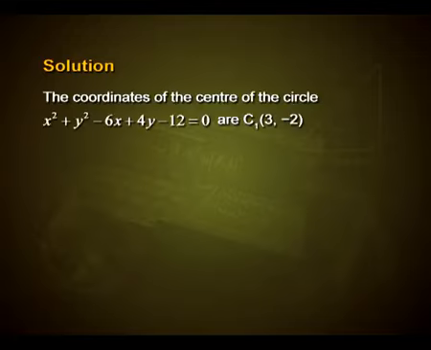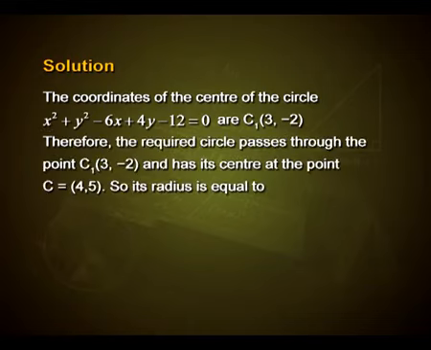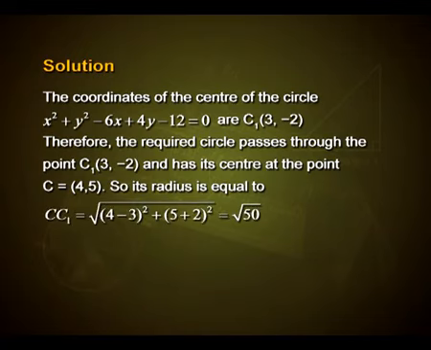For the solution, we have here the coordinates of the center of the circle x² + y² − 6x + 4y − 12 = 0 are C1 (3, −2). Therefore, the required circle passes through the point C1, that is (3, −2), and has its center at the point C, that is (4, 5). So, its radius is equal to C1C, which is the square root of ((4 − 3)² + (5 + 2)²), that is equal to the square root of 50.